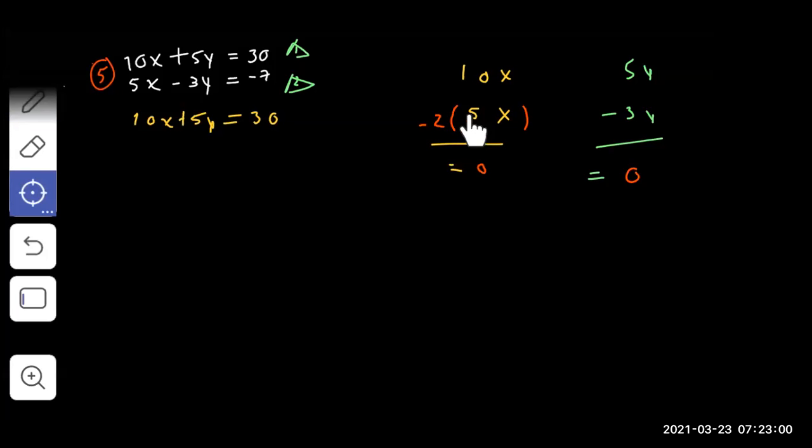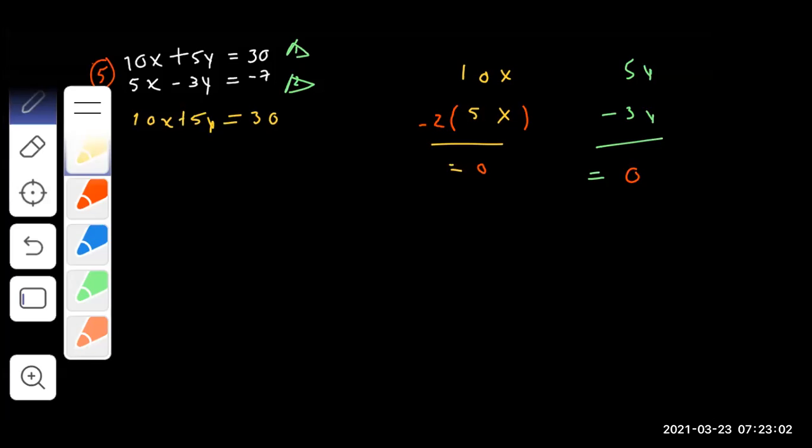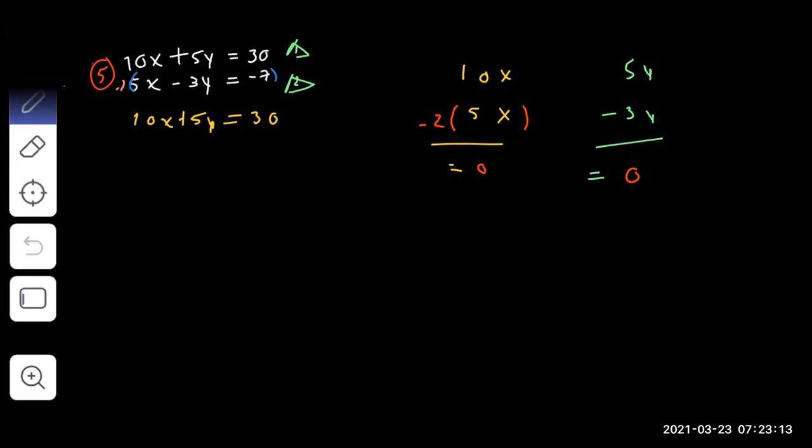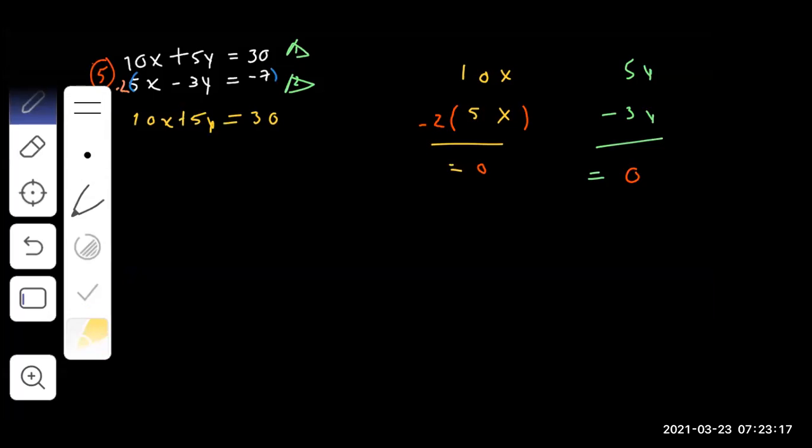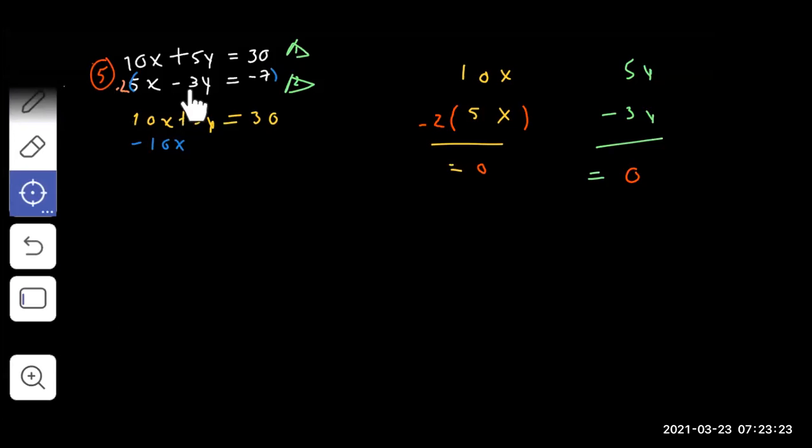Okay, I need to multiply the second equation. Let me just place that. The second equation, I'm going to multiply it by negative 2, you said. Negative 2. Okay, thank you. Negative 2, negative 2, negative 2. Okay, let's do that. Negative 2 times 5 is going to be negative 10. And then negative 2 times negative 3.